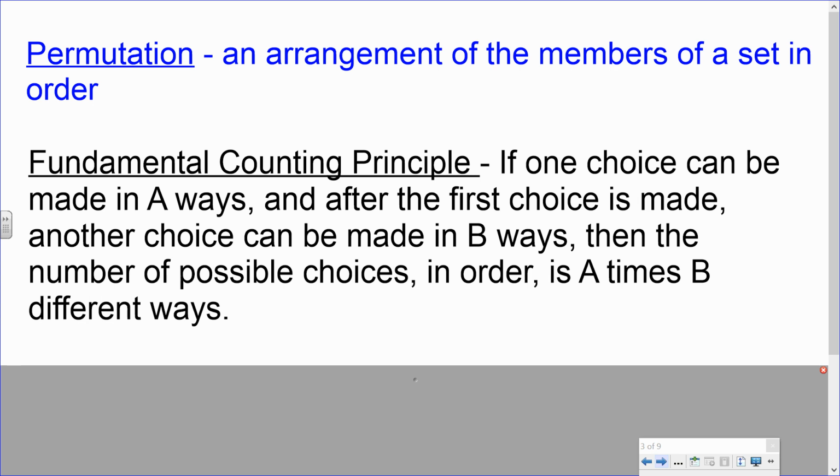So if we have A different ways we could make a first choice or fill a first spot, and then B ways to fill the next spot, we'd have A times B total ways of arranging those.